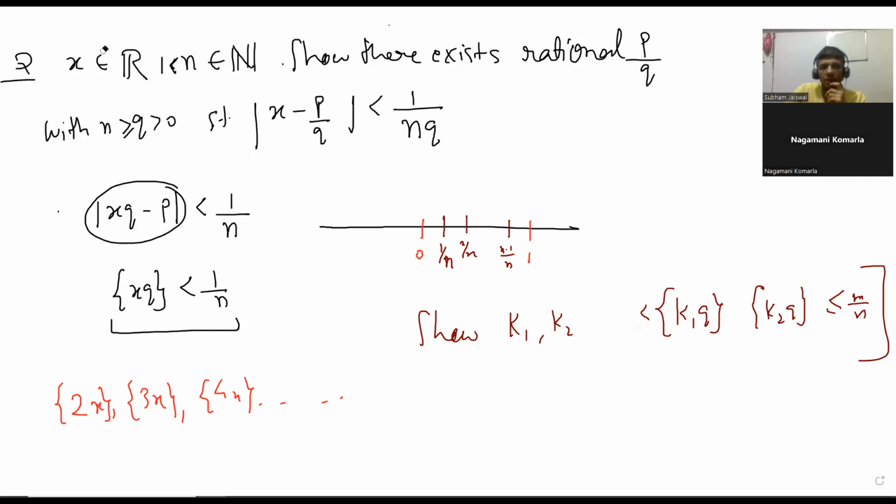So we have Q less than or equal to N. Then the only multiples we have to consider are the fractional part of 0x, fractional part of 1x, all the way up to the fractional part of nx. So there are n plus 1 of them. Q is greater than 0. You can see there will be some small cases which you can work out.